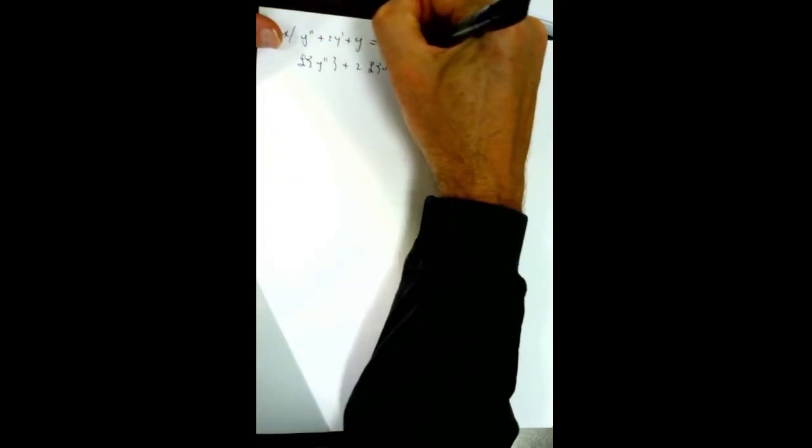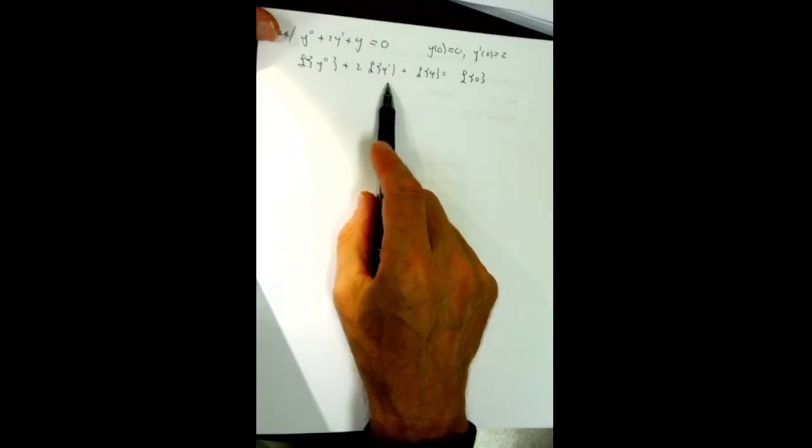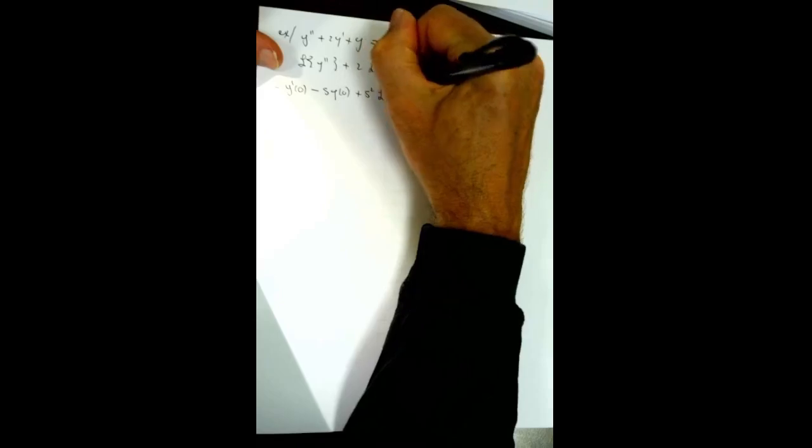So if I take the Laplace transform of everything, I get the Laplace transform of the second derivative plus 2 times the Laplace transform of the first derivative plus the Laplace transform of the function equal to the Laplace transform of 0. The Laplace transform of the second derivative is going to be minus y prime of 0 minus s y of 0 plus s squared times the Laplace transform of y. I'm going to be a little careful here. This is 2 times the Laplace transform of y prime, so that's going to be minus y of 0 plus s times the Laplace transform of y.